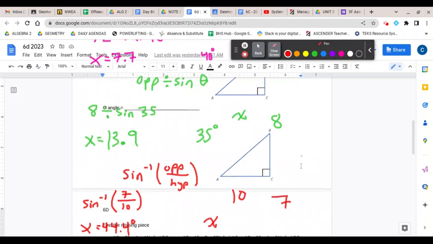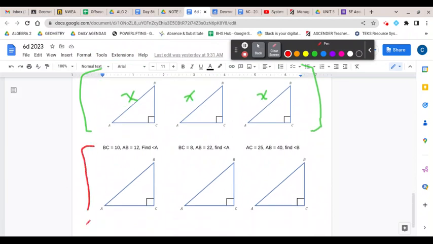And that's how we'll use sine on these last three problems here, because we're looking for angles.